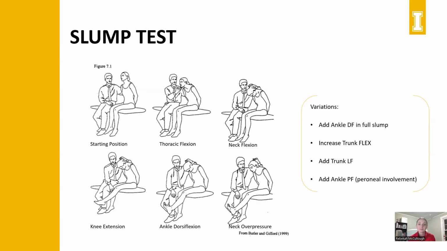That's that slump movement. There are a couple of variations, so you can add ankle dorsiflexion. While they're in that full slump, you can increase the trunk flexion. You might try adding some lateral flexion, or if there's a little more lateral leg or peroneal involvement, then you might try adding ankle plantar flexion instead of dorsiflexion. So these are your base tests, but depending on which nerve or distribution you're trying to test, you might change it up a little bit.